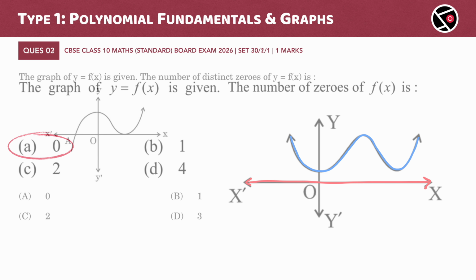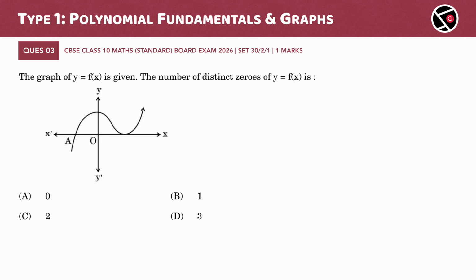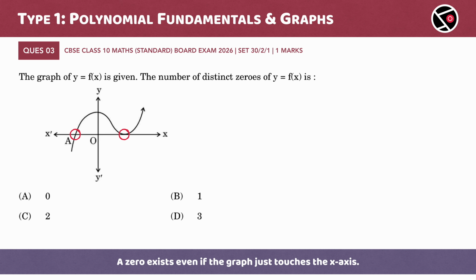Now let's move to the next question. This one is slightly different. Pause the video and see if you can figure out the number of zeros. The graph cuts the x-axis once on the left side. We have a 0 here. And on the right side, the graph only touches the x-axis at one point. But remember, even touching the x-axis gives us a 0. This polynomial has 2 zeros. Option C is the correct choice.